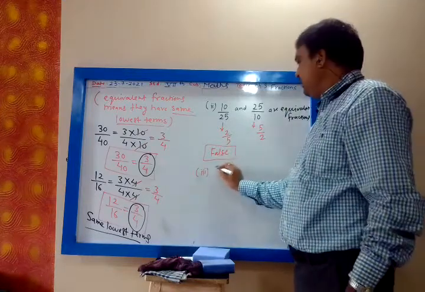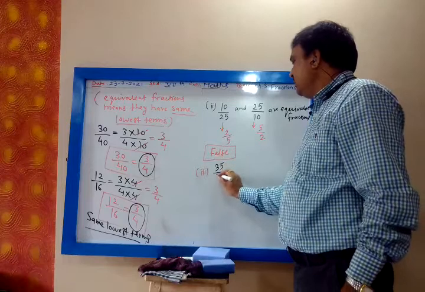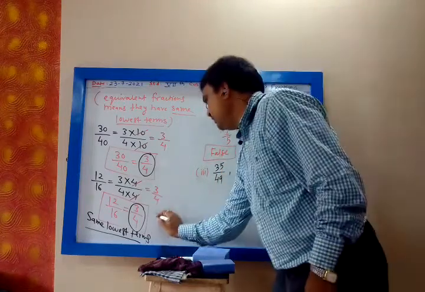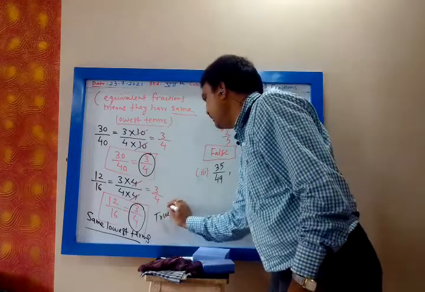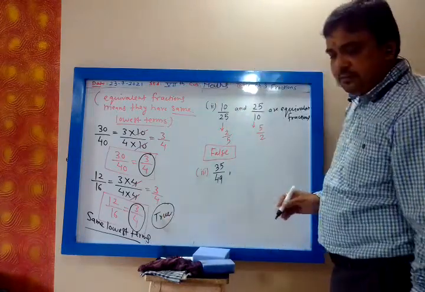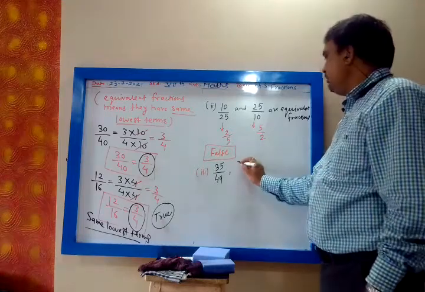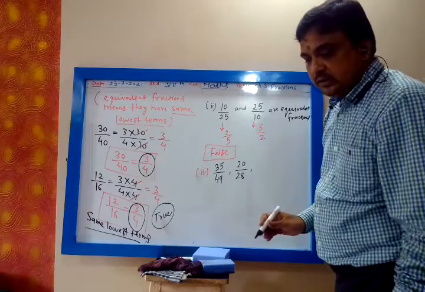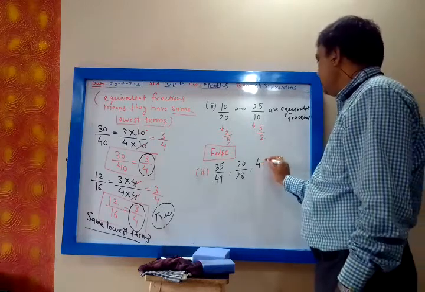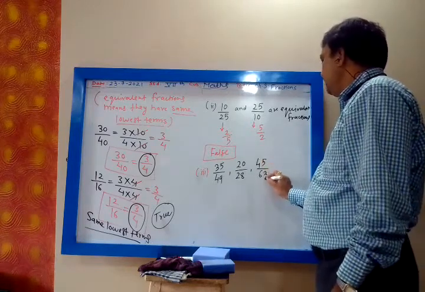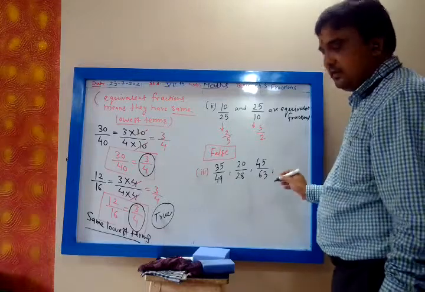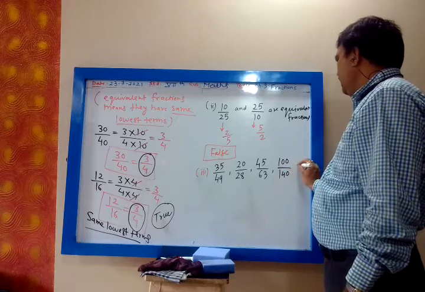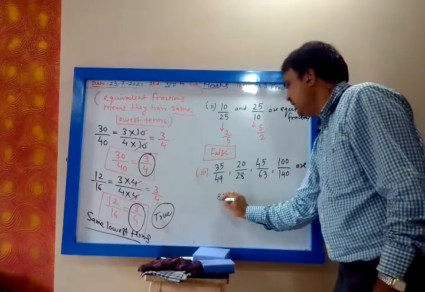Next, 35 upon 49 and 20 upon 28, then 45 upon 63, then 100 upon 140 are equivalent fractions.